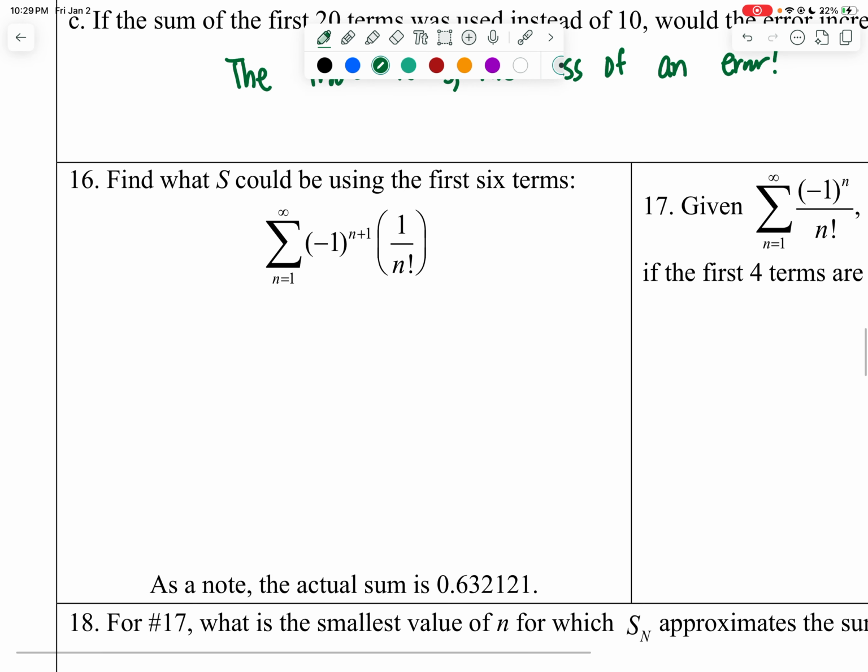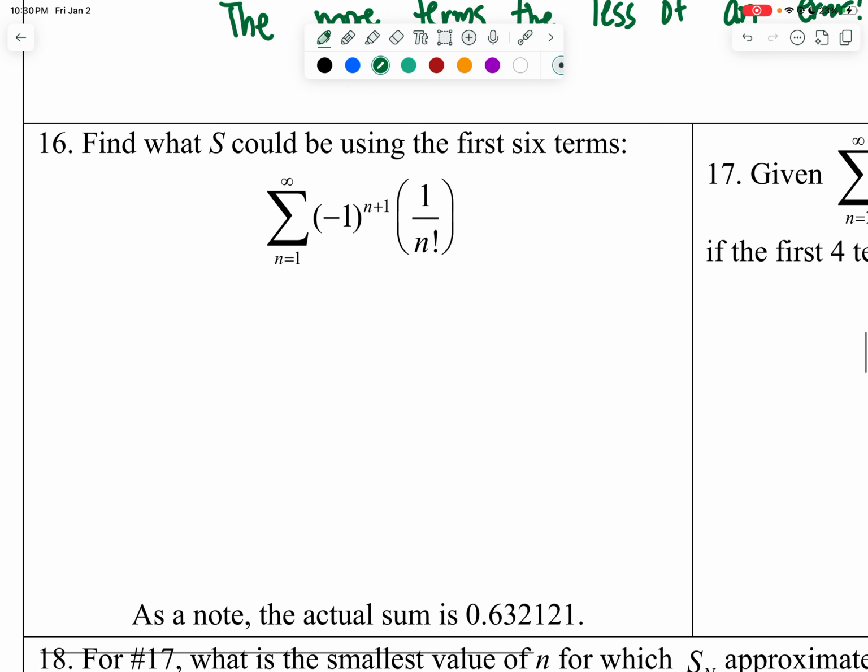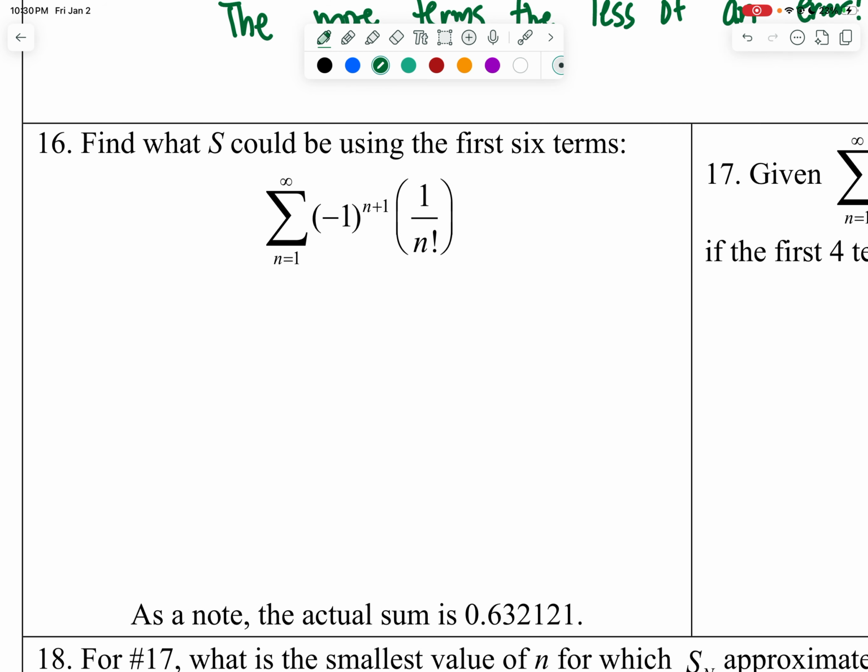All right, so we are going to see what that means in terms of number 16, where we actually find out the bound. For number 16, it tells us to find what the actual sum is using the first 6 terms. Now, I already gave you that the actual sum is 0.632121. So what we're going to do here is look at the first 6 terms. Because we're using the first 6 terms, we are going to use the 7th term in terms of our neglected term.